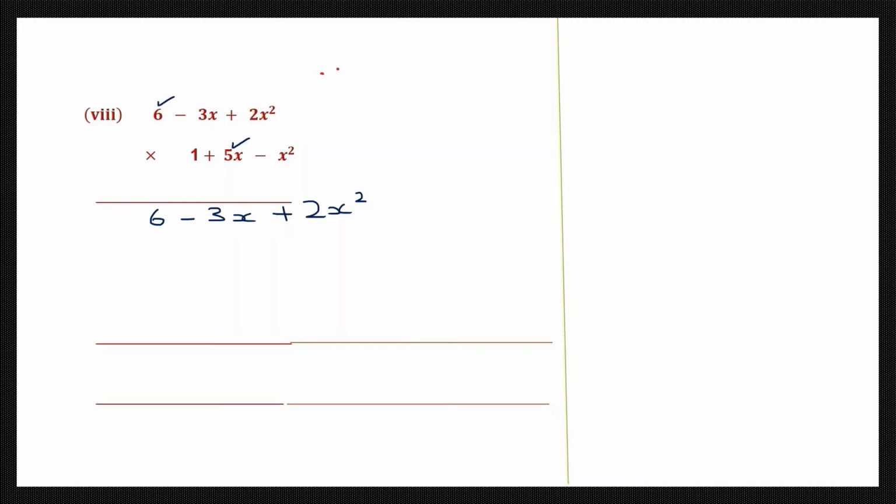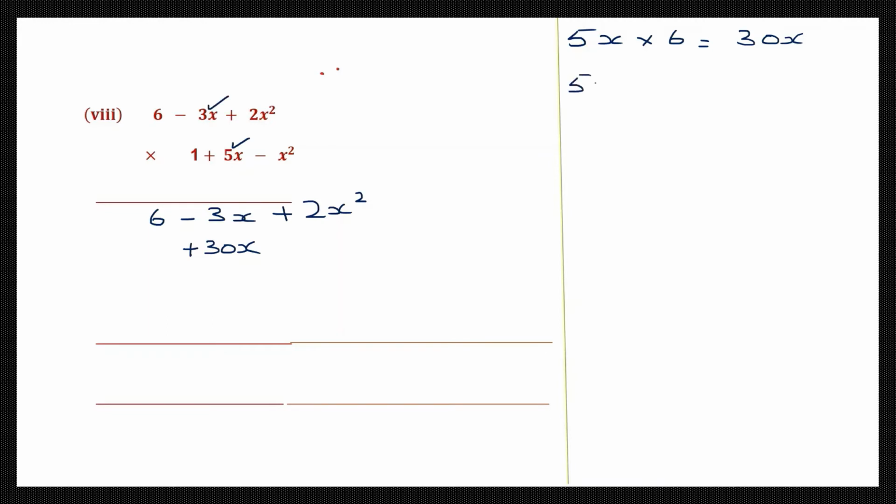Now let's take 5x and 6. So 5x into 6. 5 6s are 30 and x. So that is simply 30x. We'll put it in this x column. So plus 30x. So now that we are done with 6, let's multiply with minus 3x.